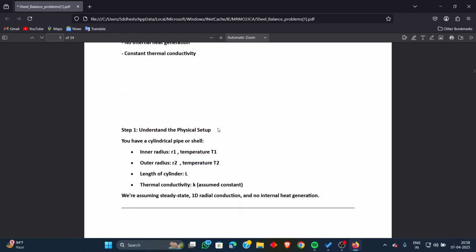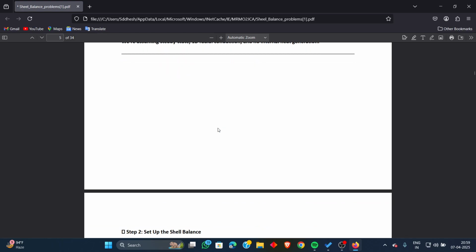So let's move on to step one, understanding the physical setup. You have a cylindrical pipe or a shell. Inner radius is R1, temperature T1. Outer radius is R2, temperature T2. The length of the cylinder is L. Thermal conductivity is K, assumed constant. We have assumed steady state, 1D radial conduction, and no internal heat generation.